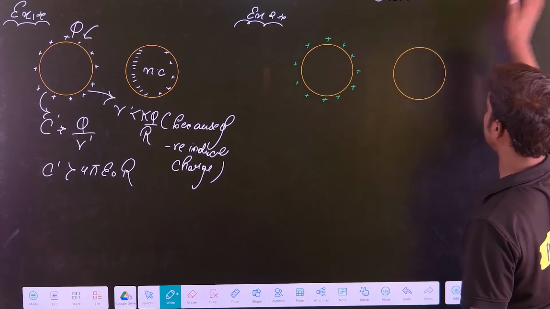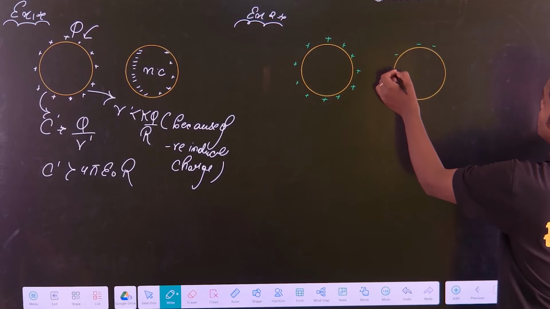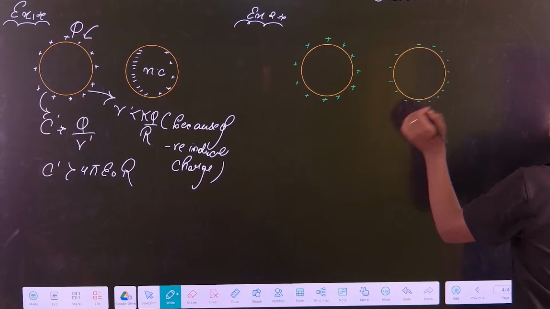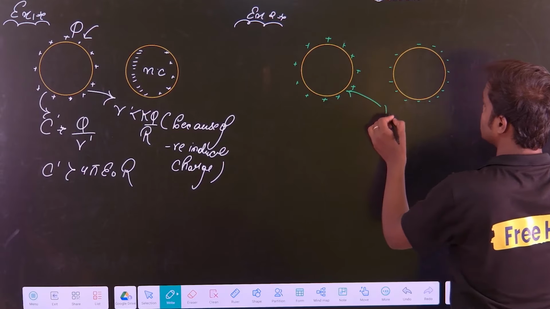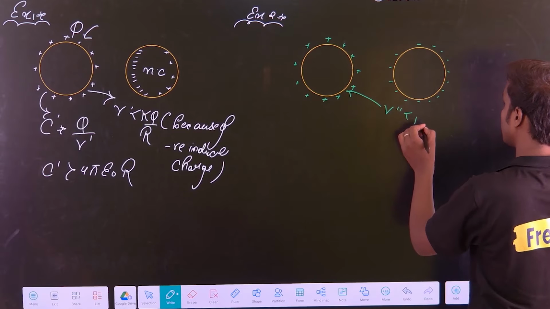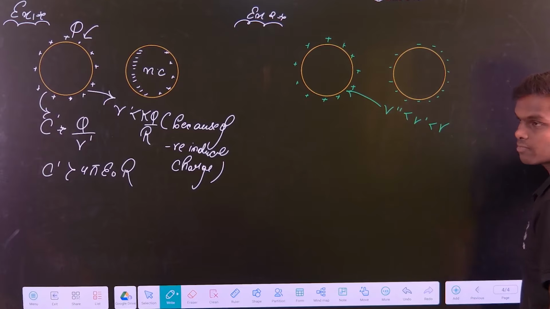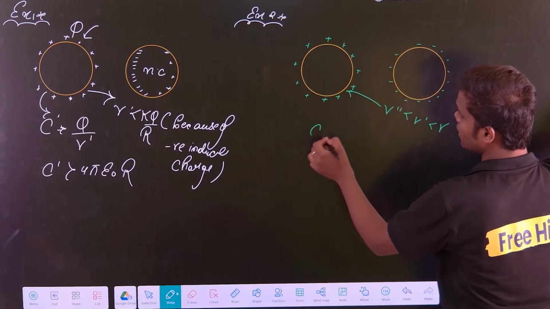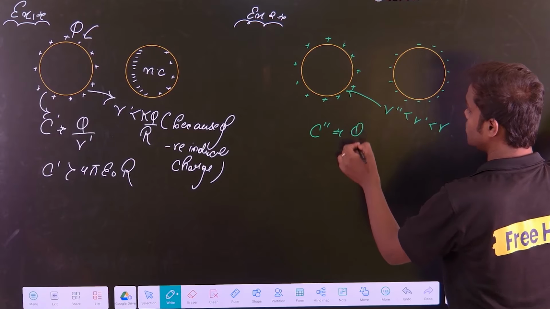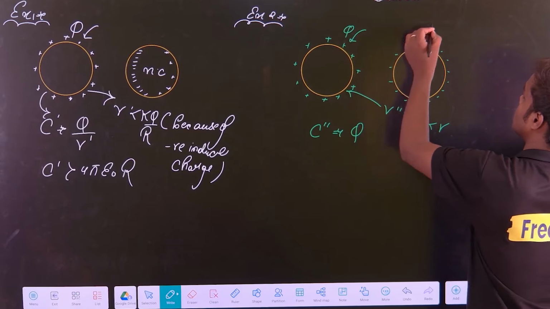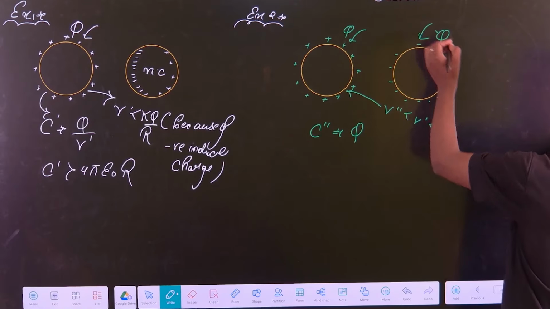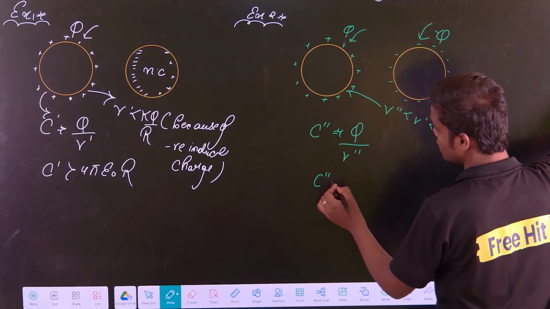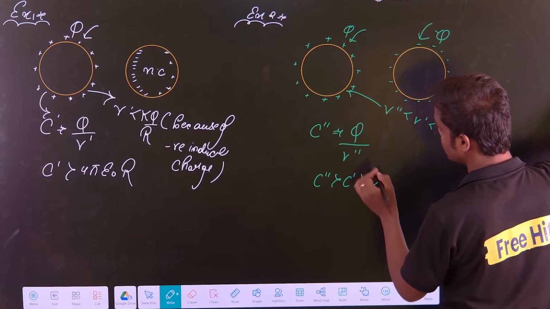And they have given a negative charge to this conductor, correct? Now obviously here this potential V double dash will be less than V dash, and that is also less than V, correct? Because there is now more dominance of negative charge. So if I write my C double dash, the same charge Q will be given here, and the same charge minus Q is given here. So I can say my C double dash is greater than C dash, that is greater than C.